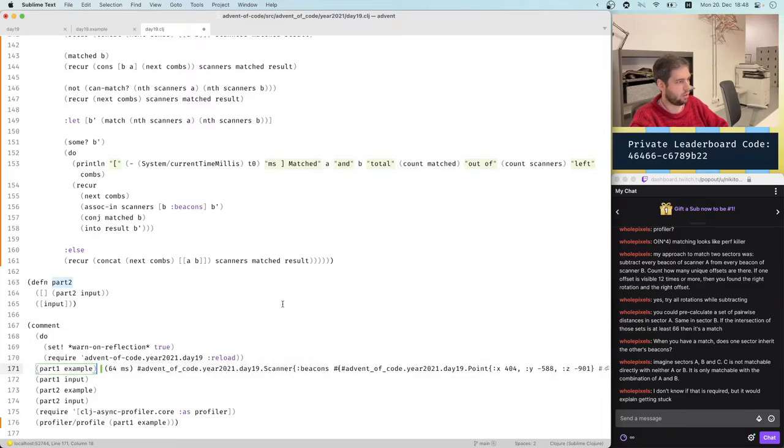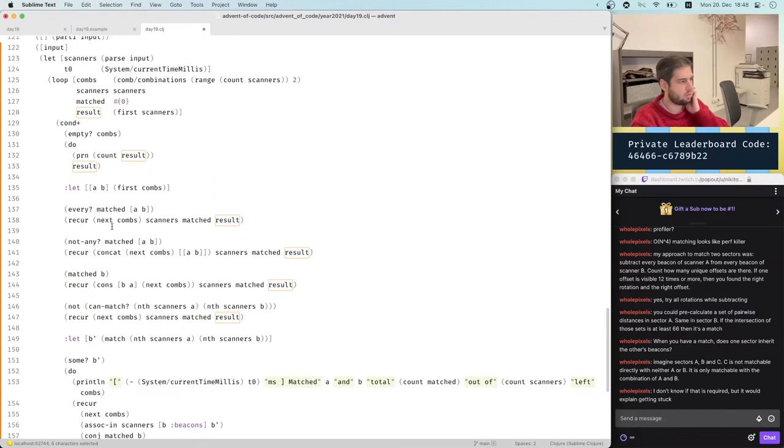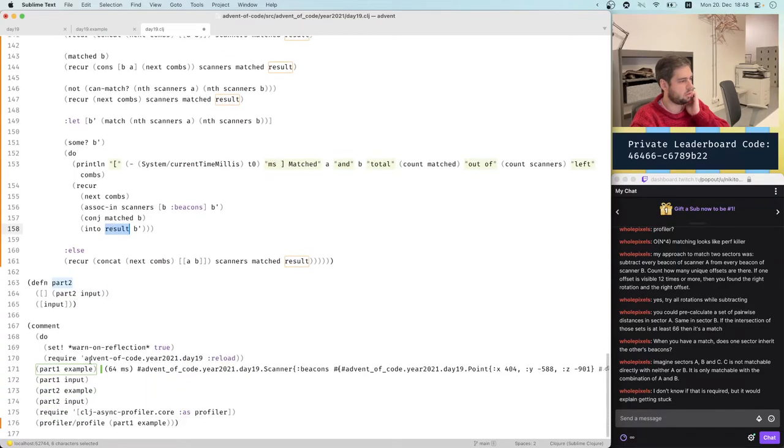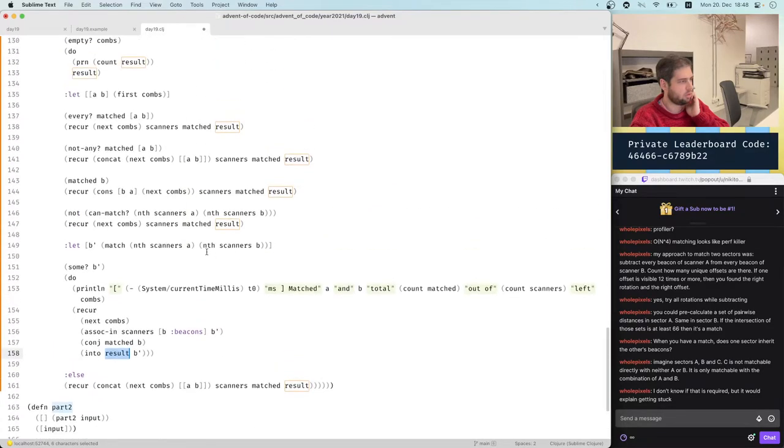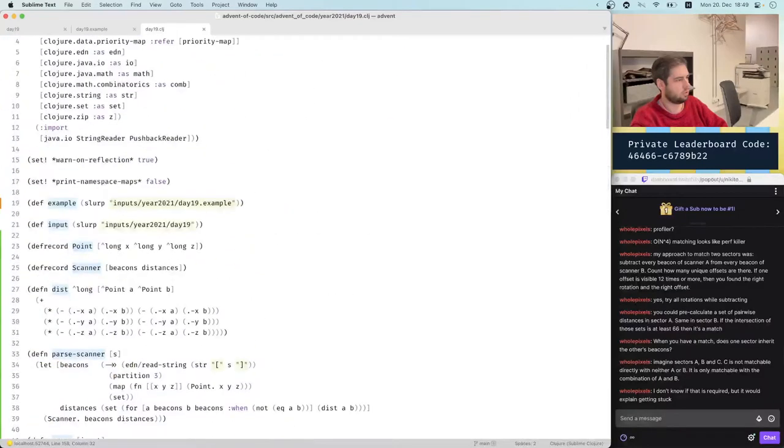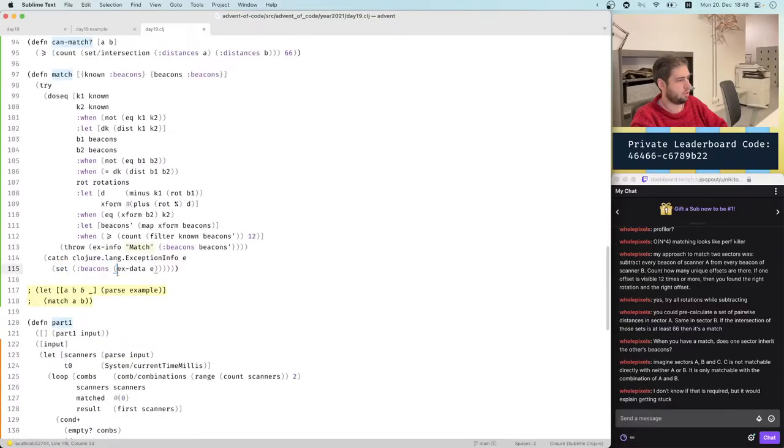So somehow it still scanners. How could it be scanners? Like in result. It's supposed to have B prime, right? And B prime, this match return. Match returns set of beacons, right?